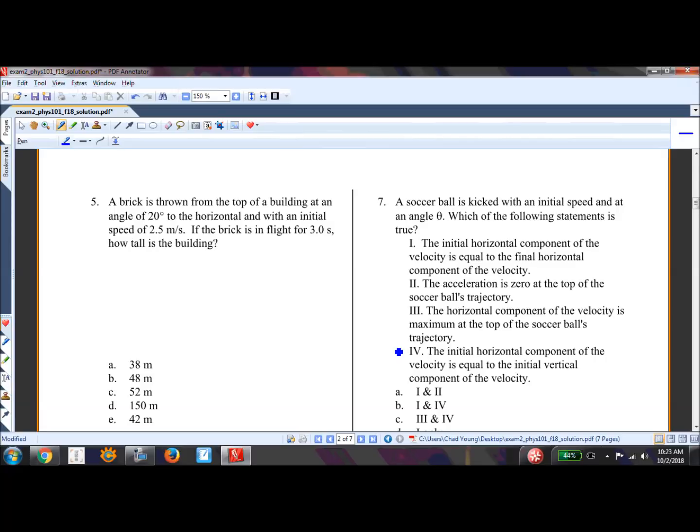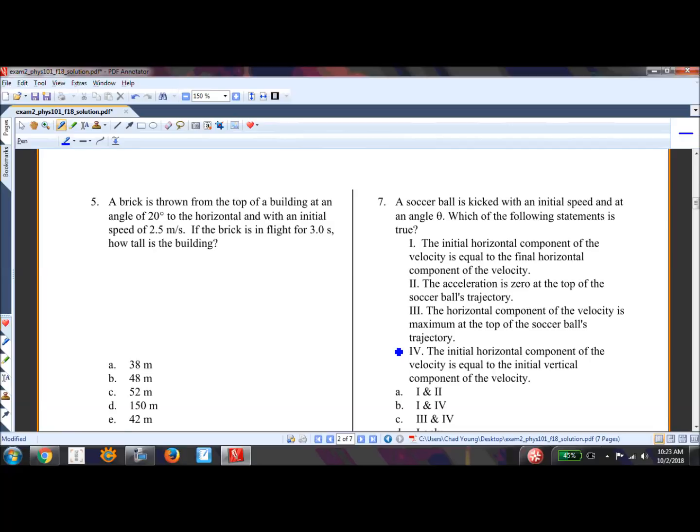I have a brick that's thrown from the top of the building at an angle of 20 degrees to the horizontal, and it has an initial speed of 2.5 meters per second. The brick is in flight for 3 seconds. How tall is the building? So I have this situation, which is one that you did in lab, and if I didn't give you the time, you'd have to use the quadratic formula to find the time. But in this case, I give you the time, so it makes it a lot easier.